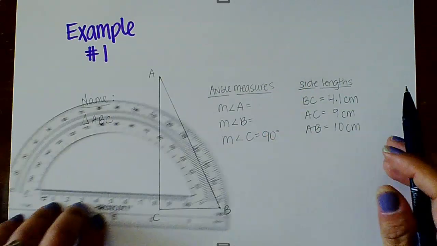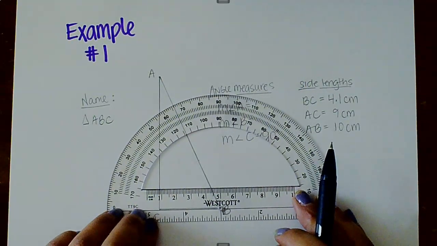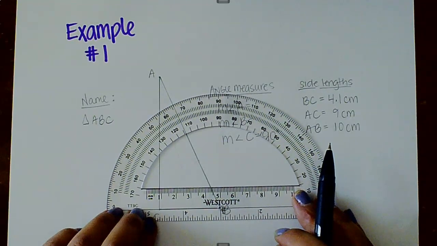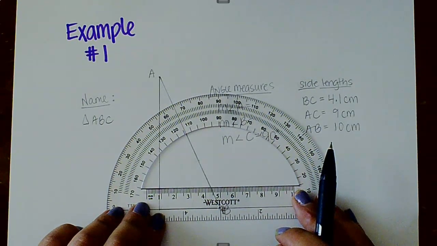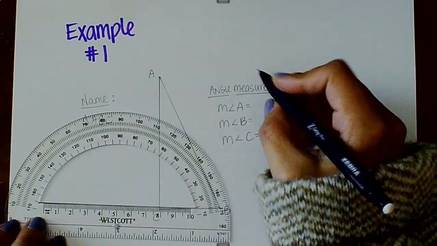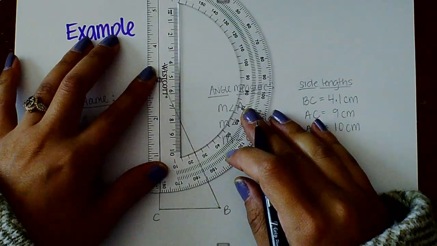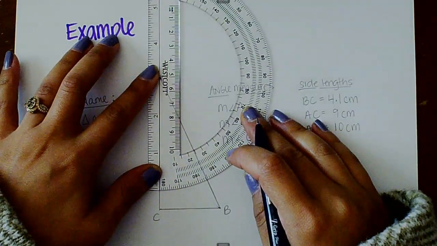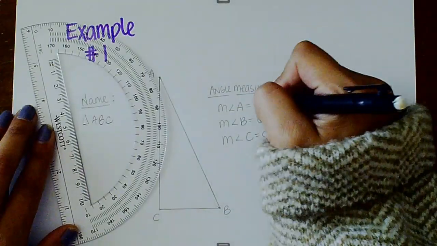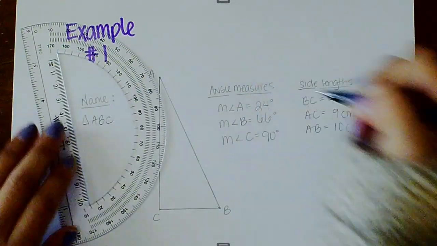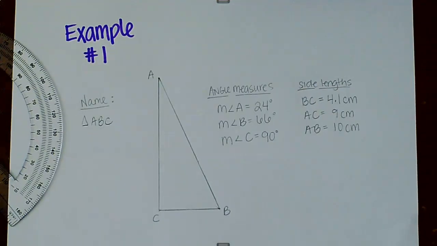And again, remember, after we measure these, they should add up to 180 if we measured correctly using the triangle sum theorem. So angle B is 66 degrees. And then angle A is 24 degrees. Okay, so now that we have all the measurements, I want you to kind of look and maybe see what you notice about these angle measures and their sides.